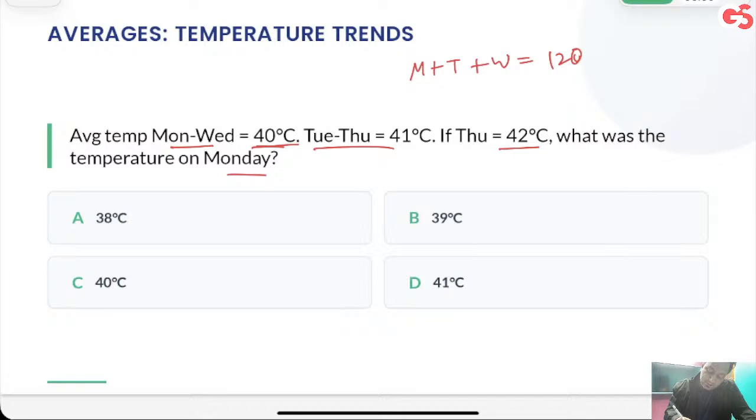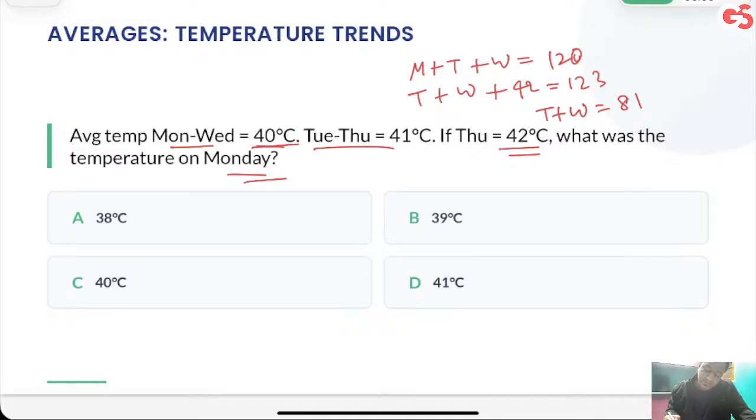Tuesday to Thursday. So Tuesday plus Wednesday plus Thursday TH मान लेते हैं. That is 41 into 3, 123. Thursday is given as 42. बात ही खत्म हो जाती है. That is 42. So I'll get T plus W is equal to 123 minus 42. I'll get 81. T plus W is 81.